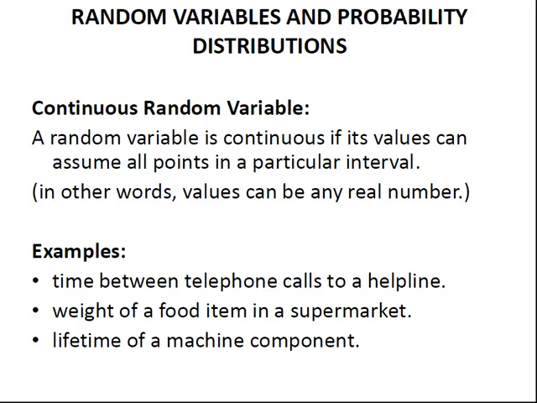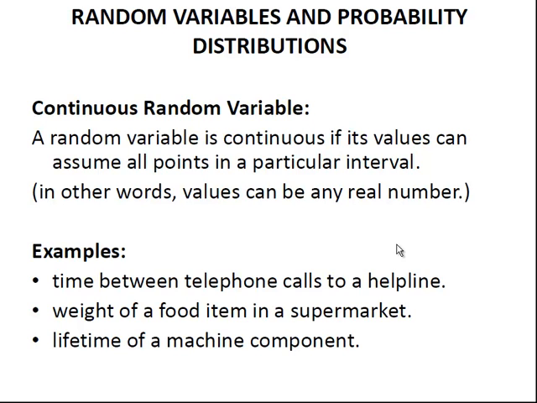Let's look at the other one here. It is a continuous random variable. A random variable is continuous if its values can assume all points in the number line. Now, I made this point earlier about discrete random variables being integer values. A continuous random variable can be any real number. So just to draw your attention to the distinction between real numbers and integer numbers.